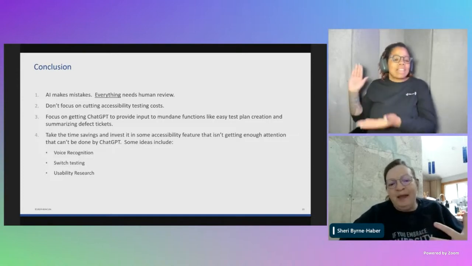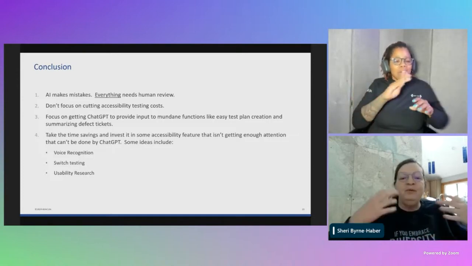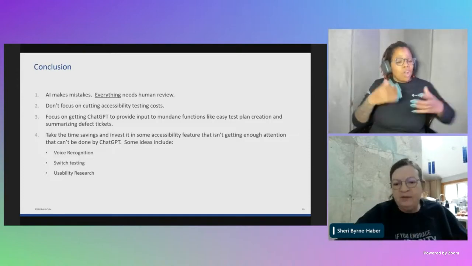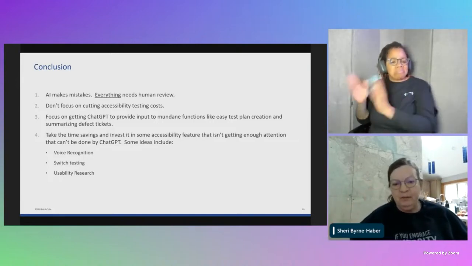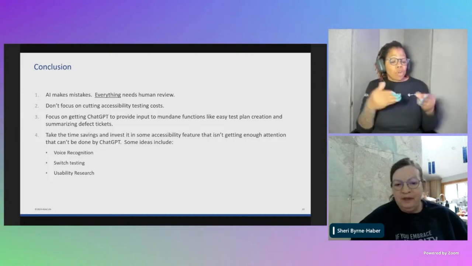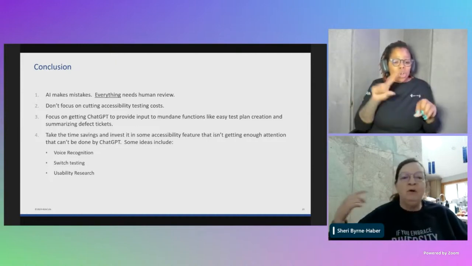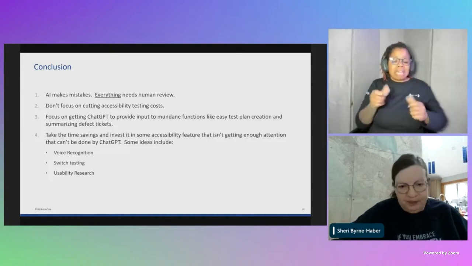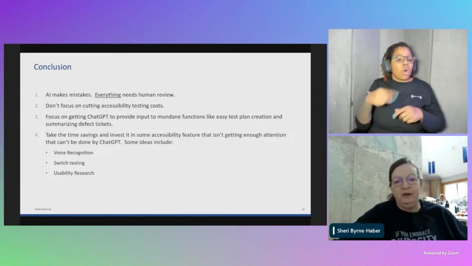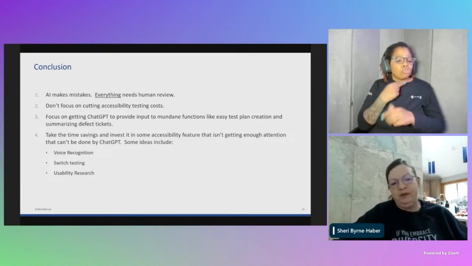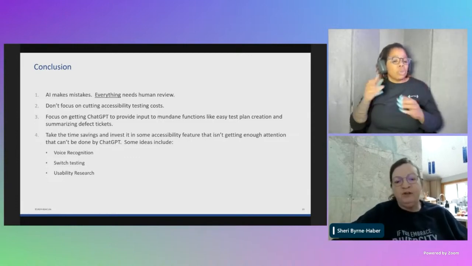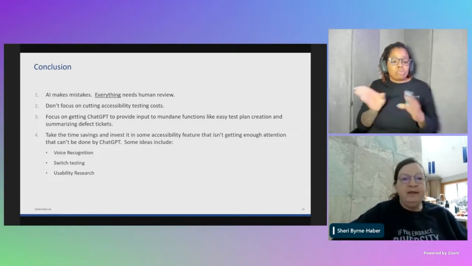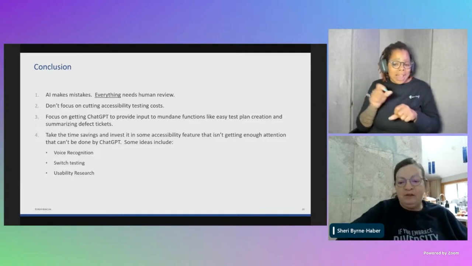Okay. It expands the bag for you by doing mundane, repetitive things that allow you to focus on things that only a human can do. Okay. Only a human can interact with a switch. Only a human should be doing voice recognition. Only humans can do usability research. So just shift the focus of what you're working on. And that, I believe, is the best use of large language models.